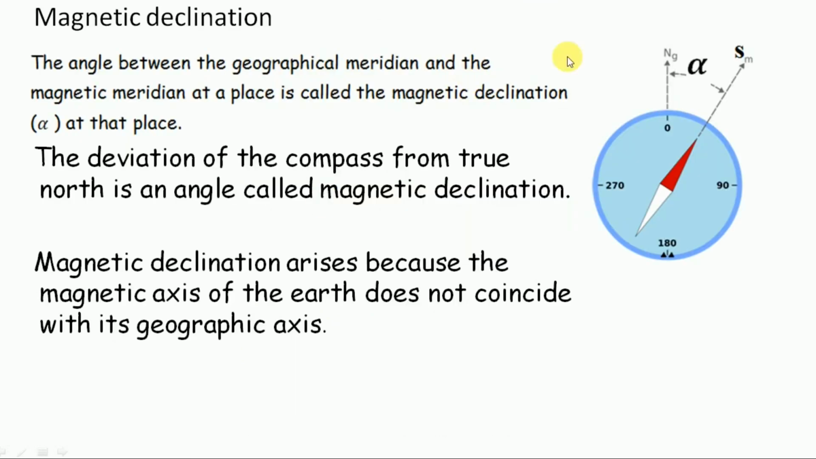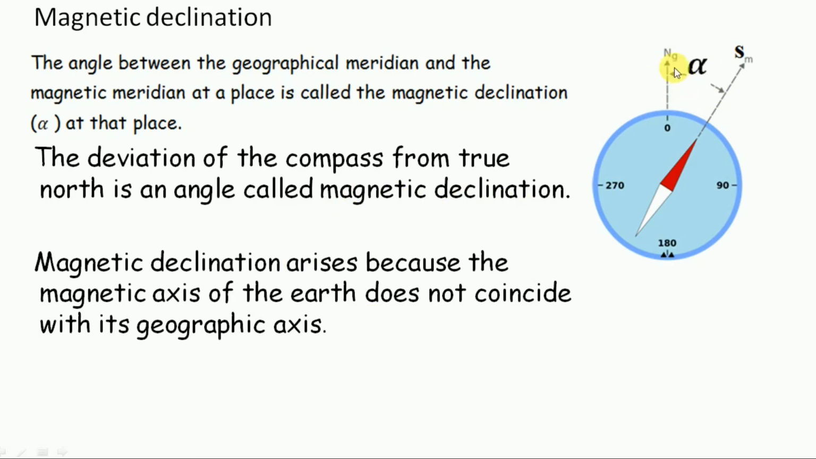So angle of declination is the angle between magnetic meridian and the geographical meridian. Along the line of the compass is the magnetic meridian, and the line along north pole and south pole of the earth is the geographical meridian, and the angle is the angle of declination, and it is denoted by alpha. And it is also called the deviation of the compass from the true north. So this is the actual north of the earth, but compass is showing magnetic south. The deviation of the compass from the true north is also called the magnetic declination.